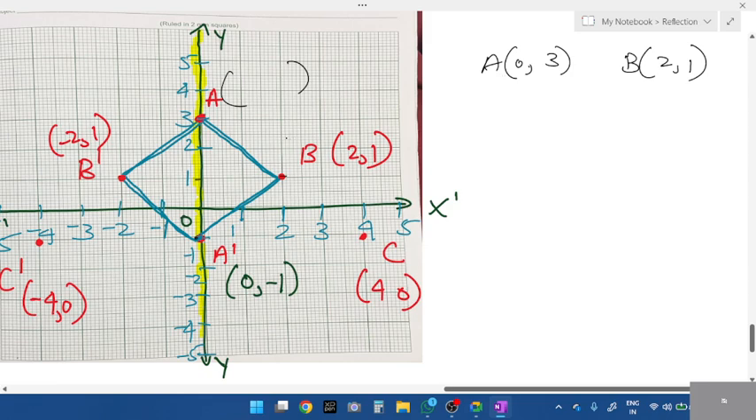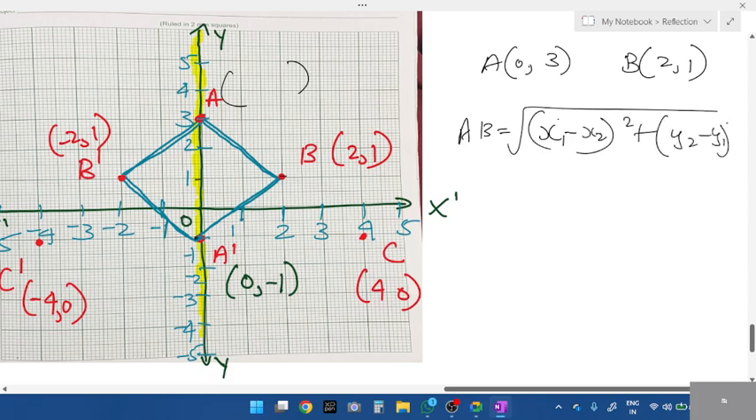You can't use a scale. They didn't ask in centimeters. How do you find the distance between A and B? What formula do you use? Square root of, correct, x1 minus x2 the whole square plus y1 minus y2 the whole square. Both are the same. See, take this as x1 y1, take B as x2 y2. Complete this. Tell me the distance. Once you find the distance, find area and perimeter.